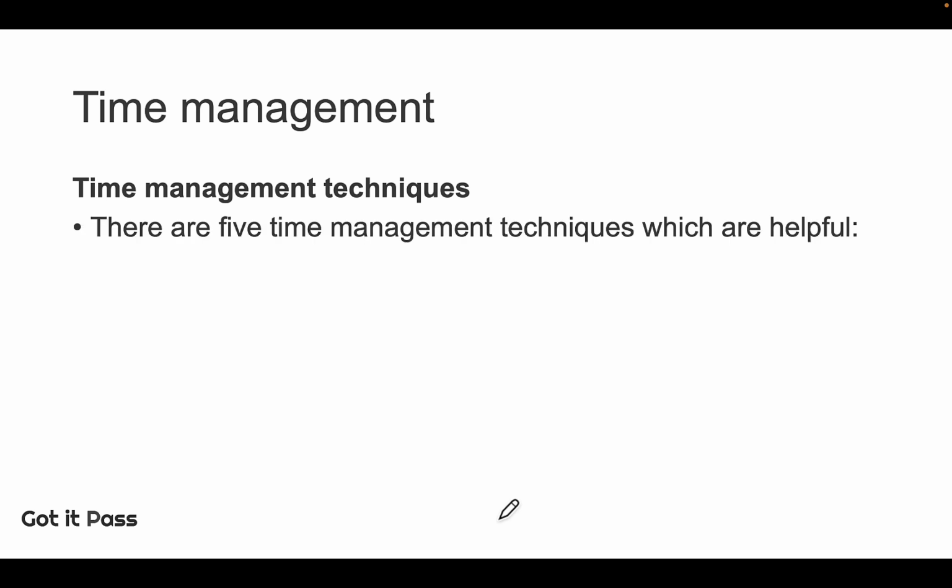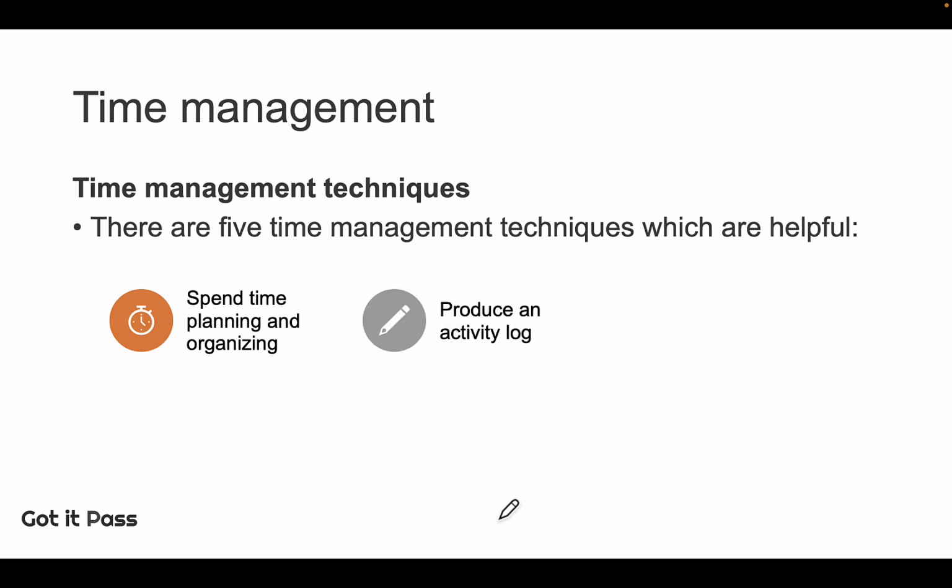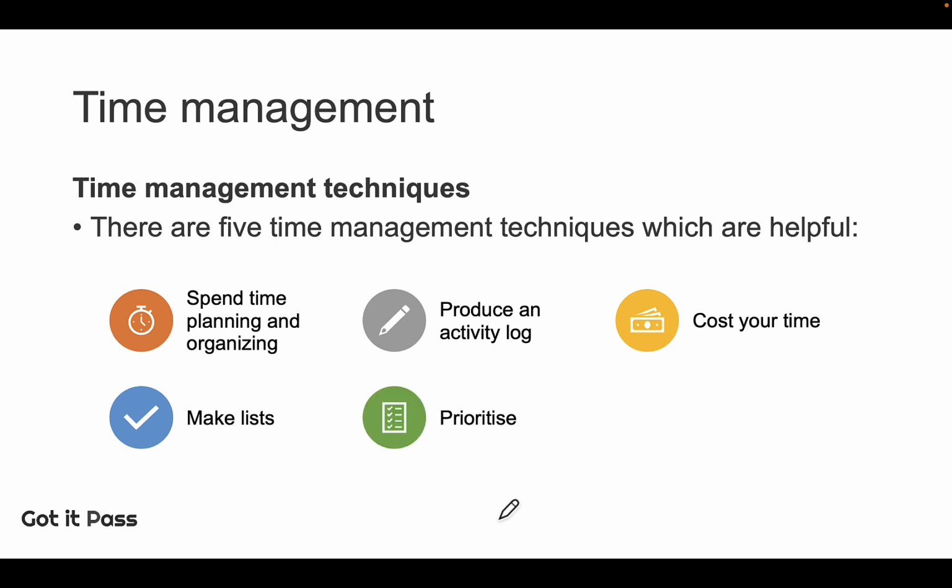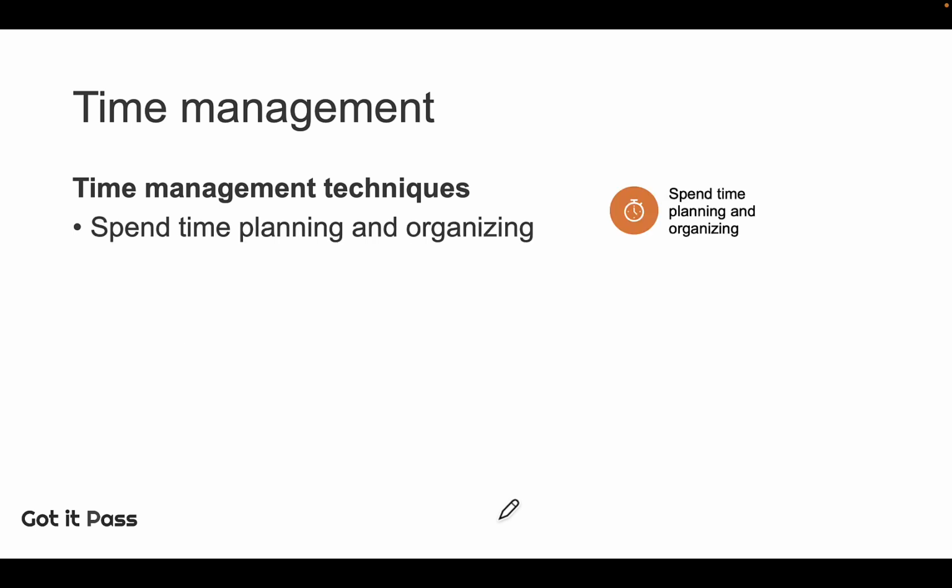So there are 5 time management techniques which are helpful. First, spend time planning and organizing. Second, produce an activity log. Third, cost your time. Fourth, make a list. And the fifth one is prioritize. So the first technique is to spend time planning and organizing.